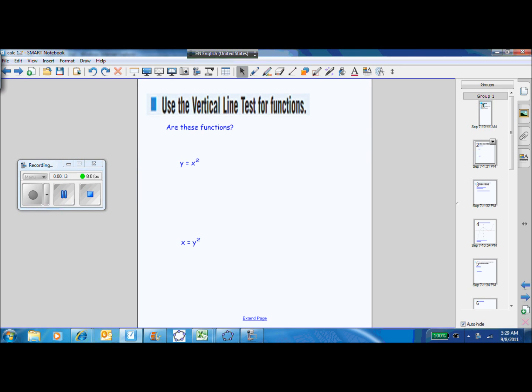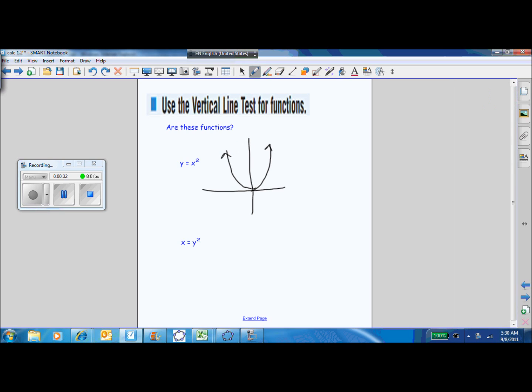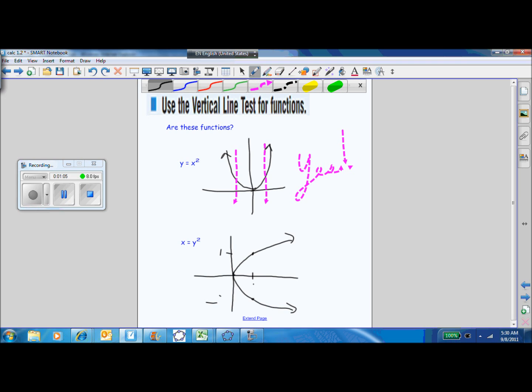First, the vertical line test for functions. Are these functions? Well, if you can get a visual representation of a function, you can use the vertical line test to see if it's a function. When I start trying to draw vertical lines through it, sure enough, they only seem to cross it once, no matter where we go. So we say yes on this one. On this one, draw a vertical line through it. Oh, it crosses twice. No, it's not a function.